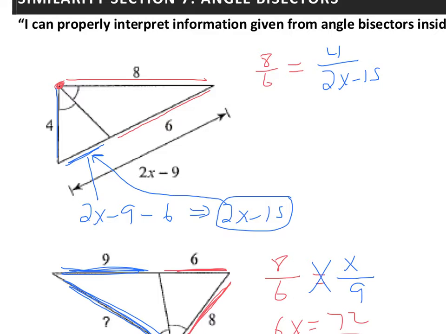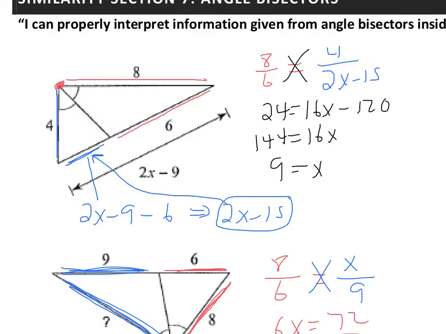this is our proportion that we would cross multiply, which would give us 24 equals 16x, and that one would be, I think, 120. 8 times negative 15, so negative 120. Add 120 to both sides, and we get 144. Divide by 16, and we get 9. So a little bit more detective work on that one, but that's sort of the top end of our work that we would be expected to do. And this ends section 7 on angle bisectors.